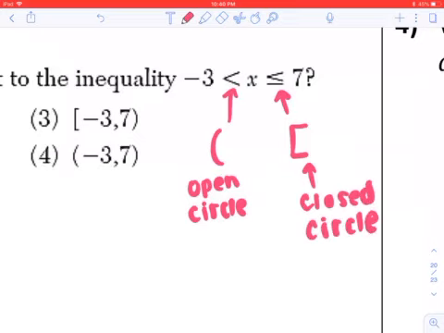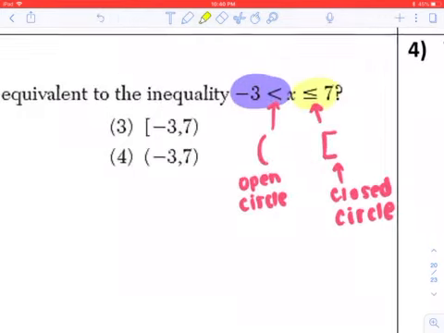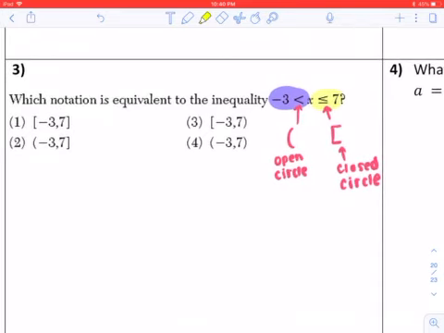So my -3 needs to have a parenthesis because the -3 has an inequality without the line. And my 7 needs to have a bracket because the 7 has the inequality with the line. So I'm looking for -3 parenthesis and 7 bracket, which is choice 2. See the parenthesis with the -3 and the bracket with the 7.